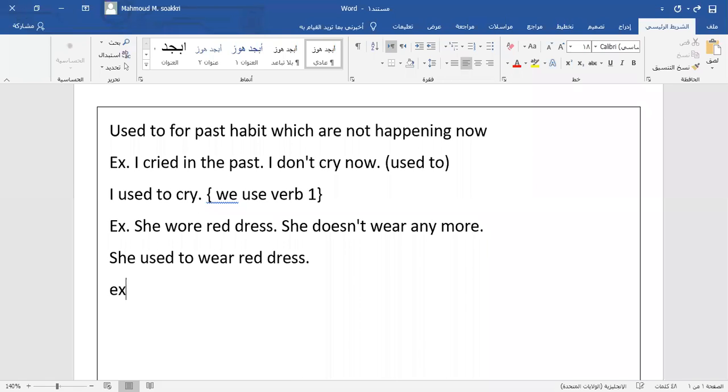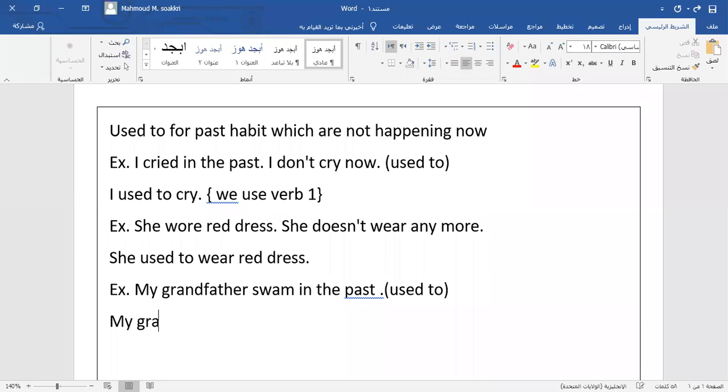Another example. My grandfather swam in the past. Here we want to use used to. It will be: my grandfather used to swim in the past. This sentence means that he swam in the past, but now he doesn't swim.